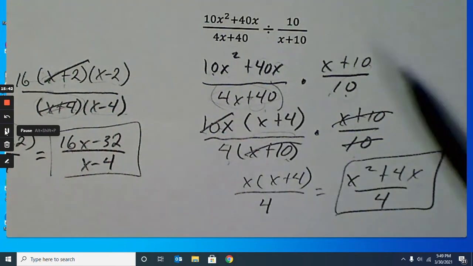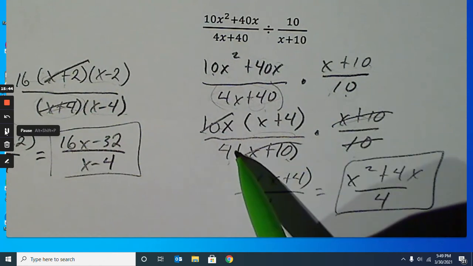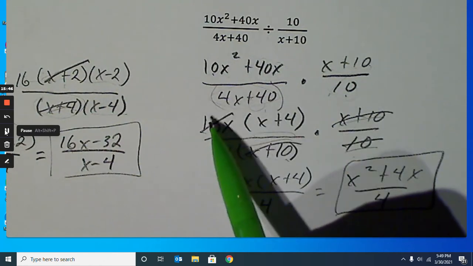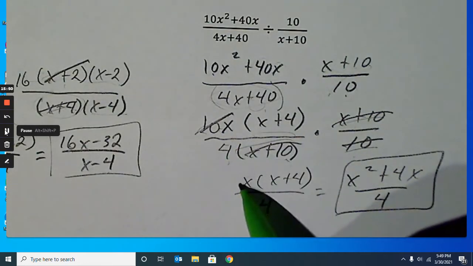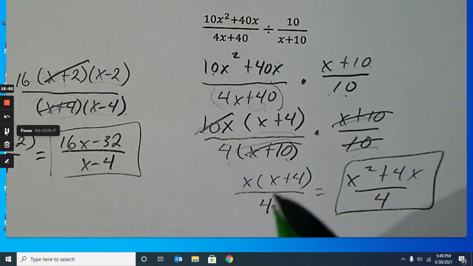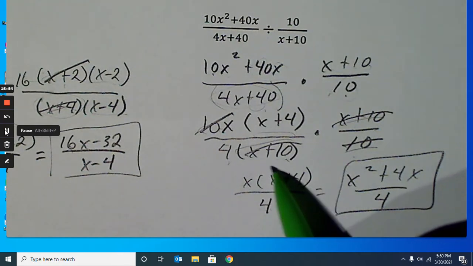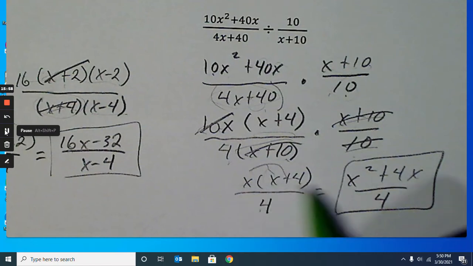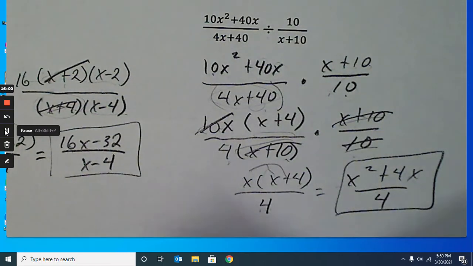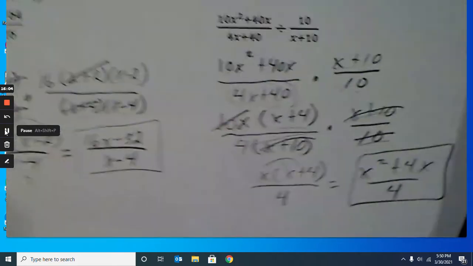This doesn't change any. I can reduce out. This 10 can reduce this 10 out. That leaves me with x and x plus 4 and a 4 on the bottom. I cannot reduce these because it's a factor term versus a constant. But I can multiply these back to where it's x squared plus 4x over 4. And there you have it. That's multiplying and dividing rational expressions.